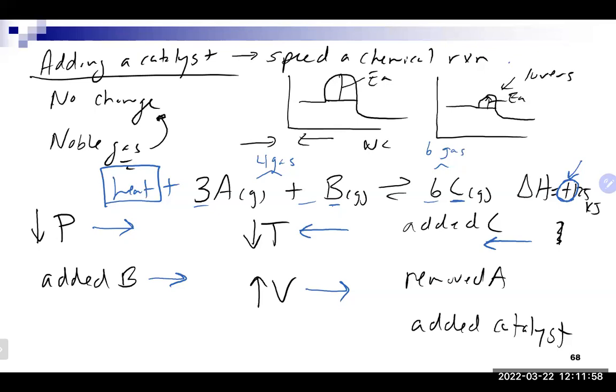We removed some A. So A, in this case, is a reactant. Removing the reactant will cause it to go towards the reactant side, as we really have more products than reactants. So that reverse reaction is going to basically happen. And then adding our catalyst here should be a no change situation. Any questions on any of those?